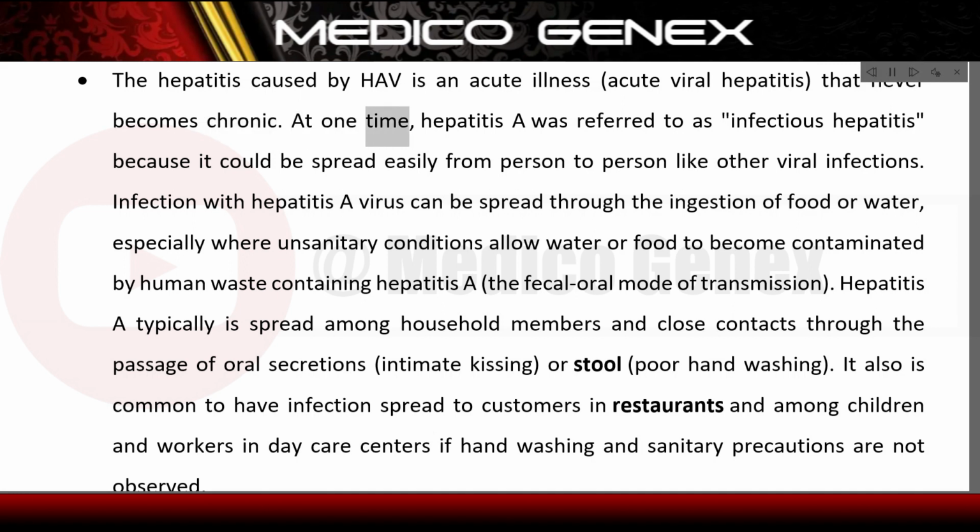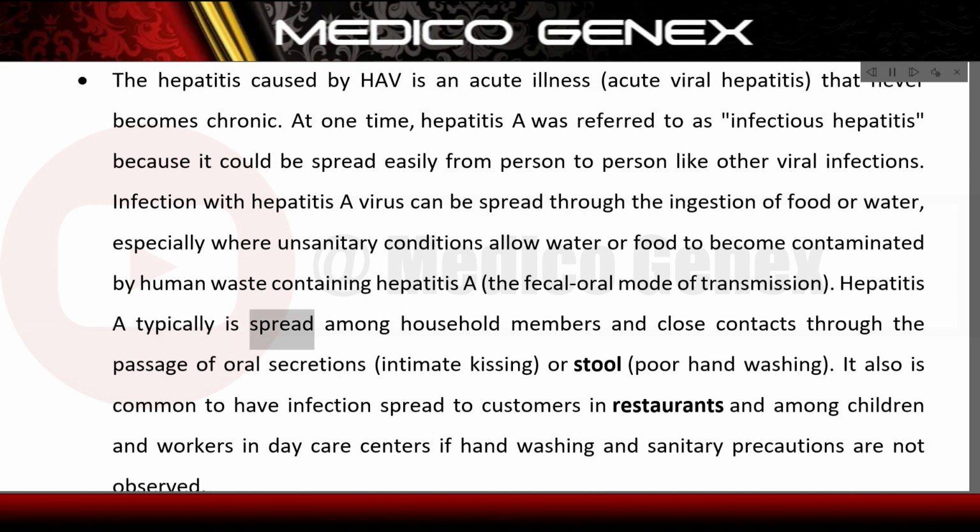At one time, hepatitis A was referred to as infectious hepatitis, because it could be spread easily from person to person like other viral infections. Infection with hepatitis A virus can be spread through the ingestion of food or water, especially where unsanitary conditions allow water or food to become contaminated by human waste containing hepatitis A. The fecal-oral mode of transmission.